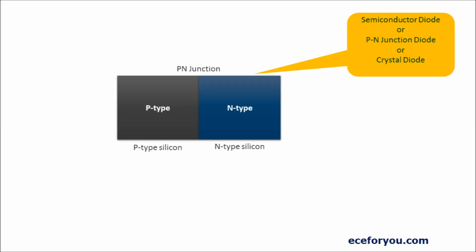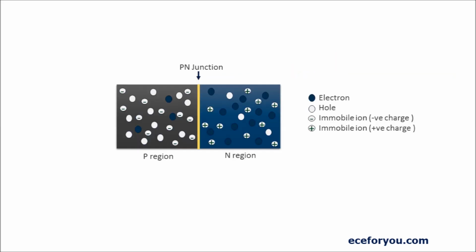This is also called a crystal diode because it is formed in a crystal. A PN junction diode is a unidirectional two-terminal semiconductor device. It conducts only in one direction and offers high resistance in the other direction.